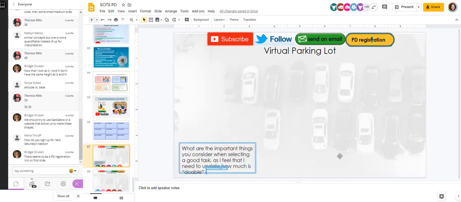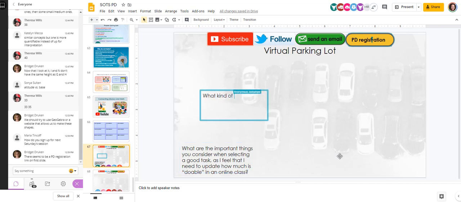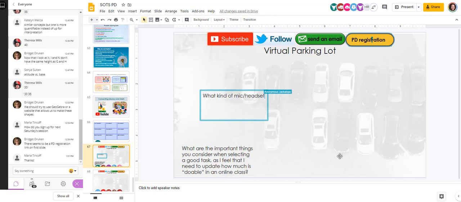What are the important things to consider when selecting a good task? I feel that I need to update how much is doable in an online class. When I think of a rich task, I specifically think of a task that can be accessed 2 grade levels below the grade level that I'm thinking of focusing on and 2 grade levels above. Usually when I create a task, it's almost too specific. Like I'll start off with this one thinking, hey, let's put all these triangles in order by angles and order by sides. And I'll give them this worksheet to do where they do that. And then I realized that only some students could access that.